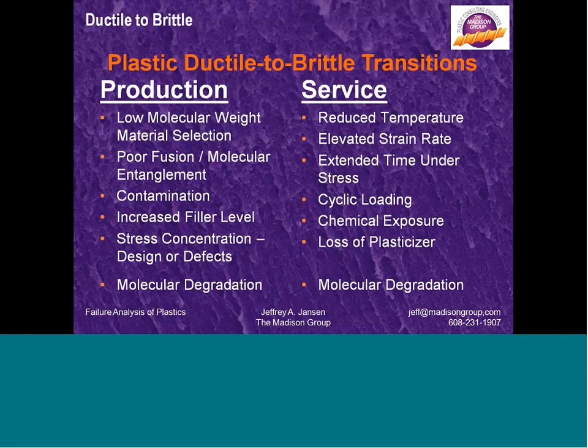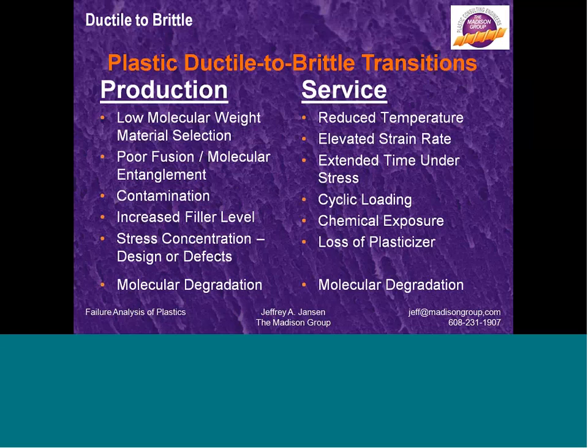So, why is it then that our ductile materials behave in a brittle manner? That oftentimes becomes the thrust of the failure analysis, finding out what's caused this ductile to brittle transition. And there are a number of things that can happen, either during production or during service. Again, low molecular weight material selection, poor fusion or molecular entanglement, basically a knit line that's not well fused, contamination, increased level of filler. Again, that happens as a selection process when we're selecting materials. Stress concentration, designs or defects, or molecular degradation. All those things can happen during design and production.